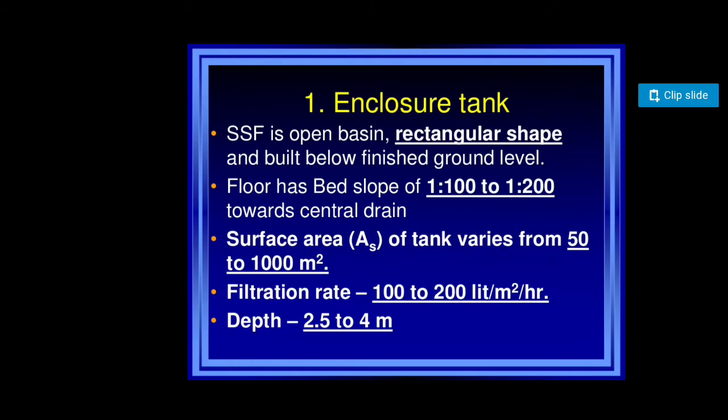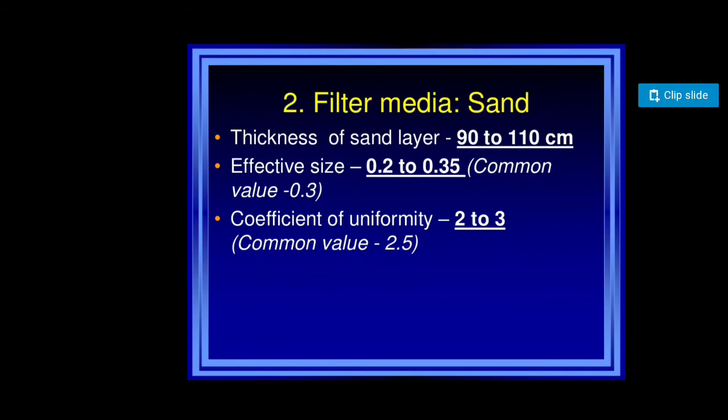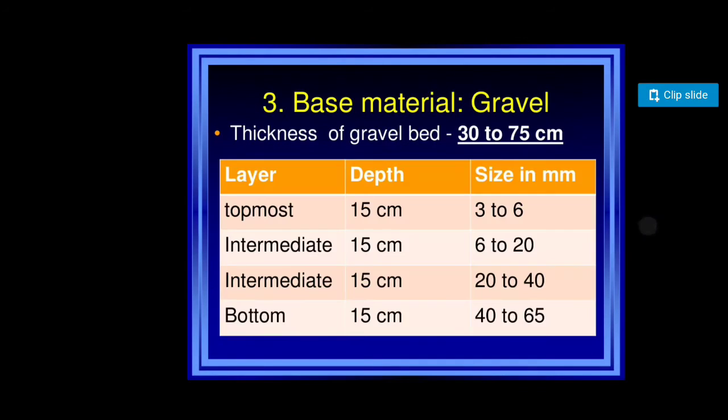So this is the process of forming an enclosure tank. As I had already discussed, the thickness of the layer of sand in the filter media is 90 to 110 centimeters. This is also a figure that has been calculated over time. The effective size of the pore is smaller in a slow sand filter as compared to a rapid sand filter, which we will discuss in detail in upcoming time. The effective size is 0.2 to 0.35, but we commonly assume a value of 0.3. The coefficient of uniformity lies between 2 to 3, with a common value of 2.5, right.